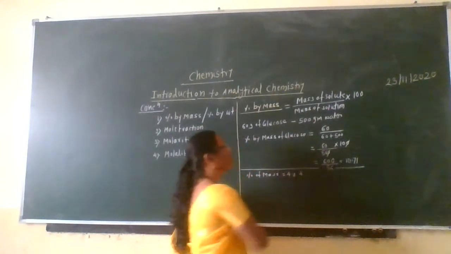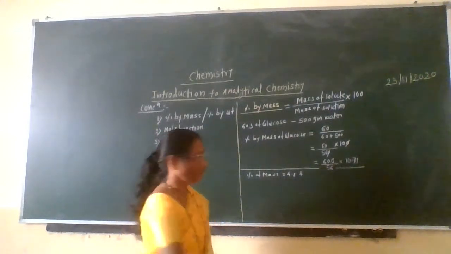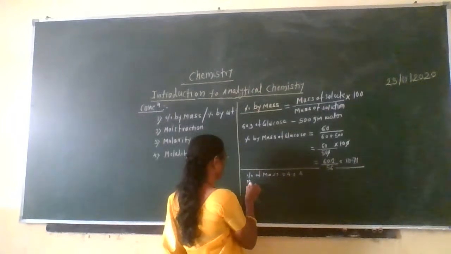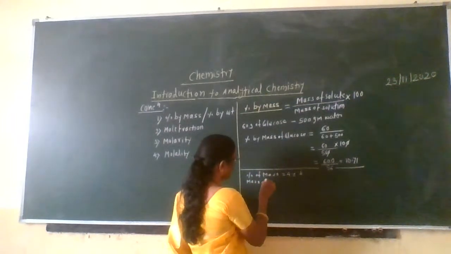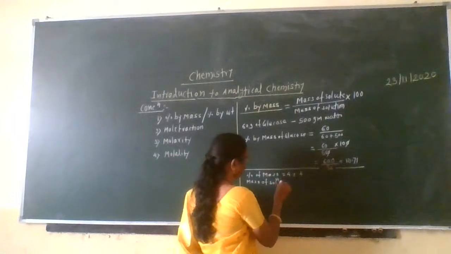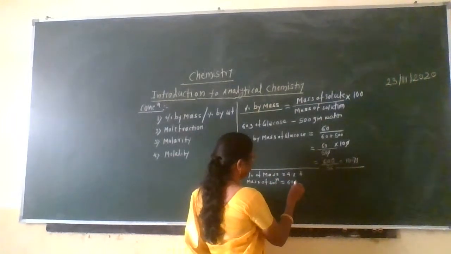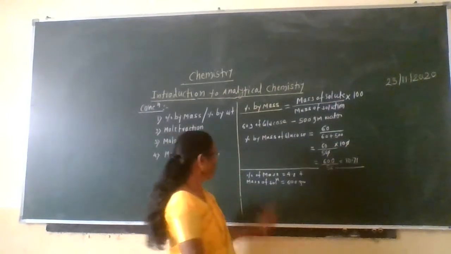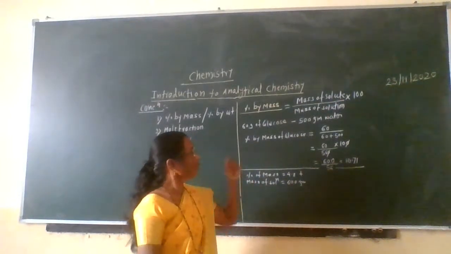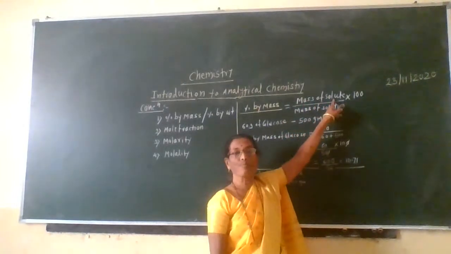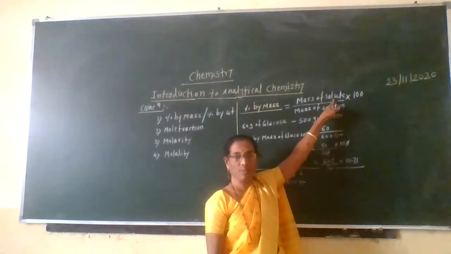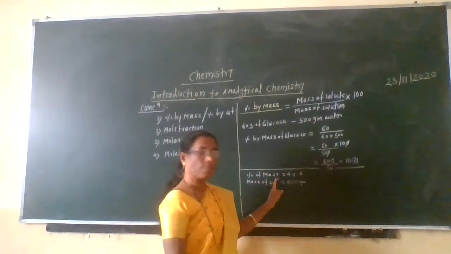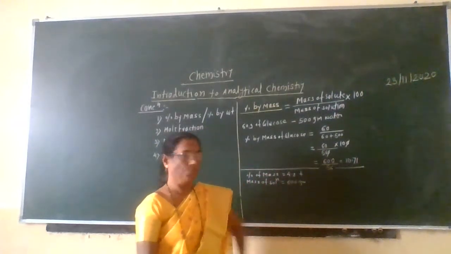and the mass of the solution is also given. Suppose here we consider the mass of solution as 600 gram. And in this problem, we have to calculate what? The mass of the solute, because it is not given in this problem. In this problem, what is given? The percentage by mass and the mass of the solution.